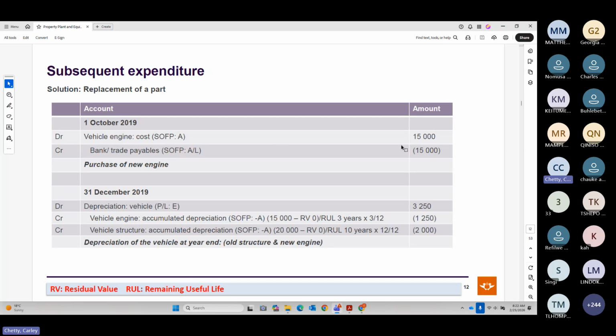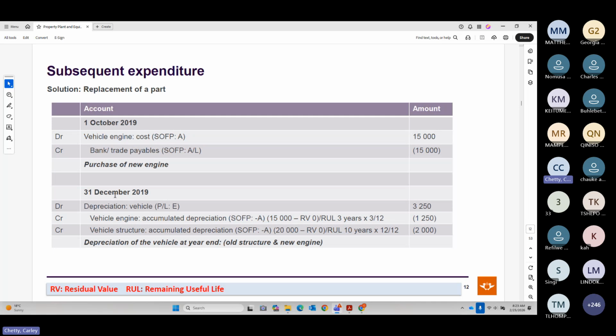This is an asset. This is the new engine, and it costs 15,000 Rand. And we're going to credit bank/trade payables. They didn't specify in the question how the engine was paid for. So this is the purchase of the new engine. We derecognize the old engine. Now we are showing the new engine that has been purchased.